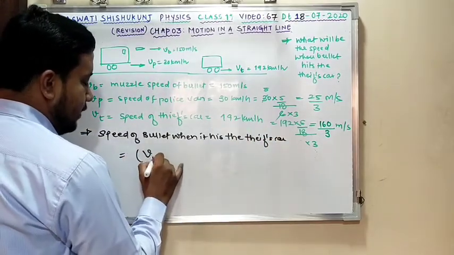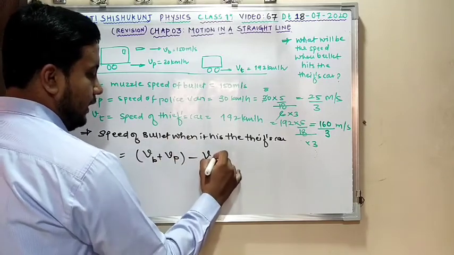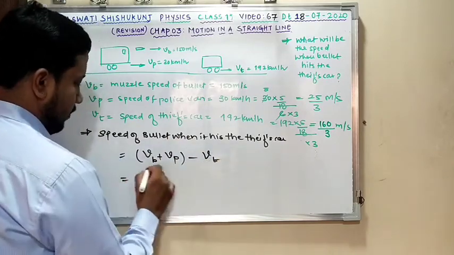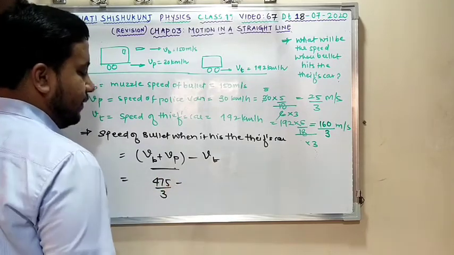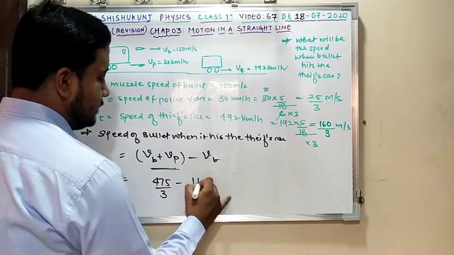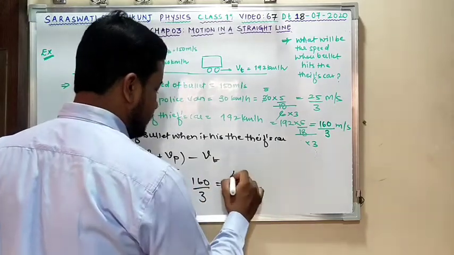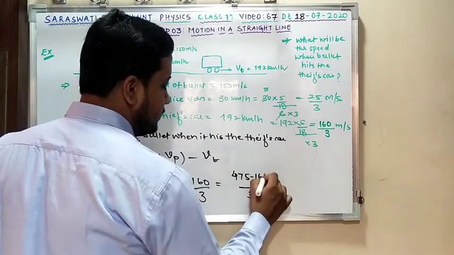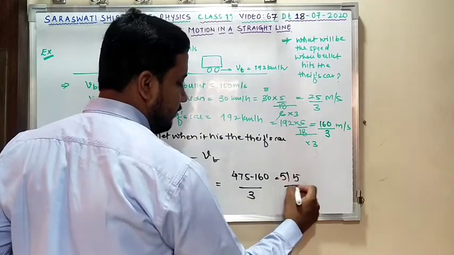So VB plus VP, that is relative speed of bullet with respect to ground, minus VT. VB is nothing but 475 by 3 that we have calculated recently, and VT we have 160 by 3. Now taking the LCM, it is 475 minus 160 by 3. So 5 minus 0 is 5.